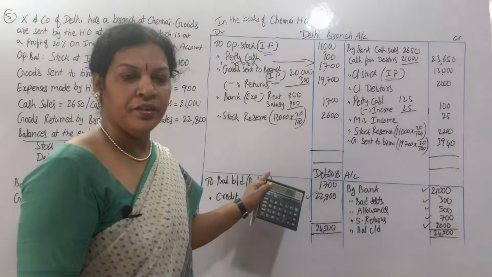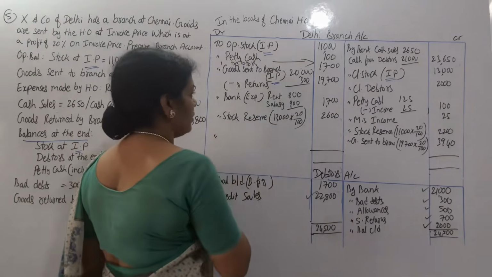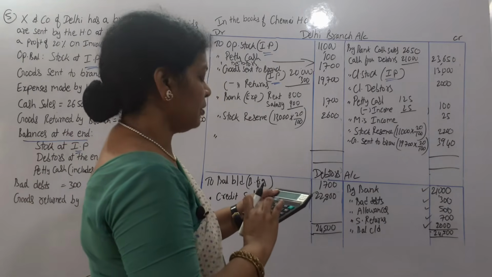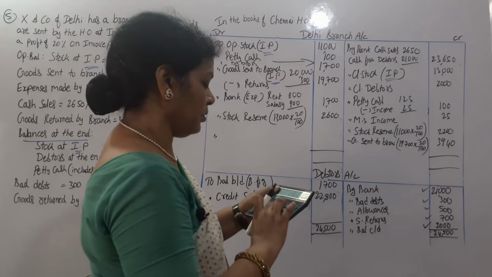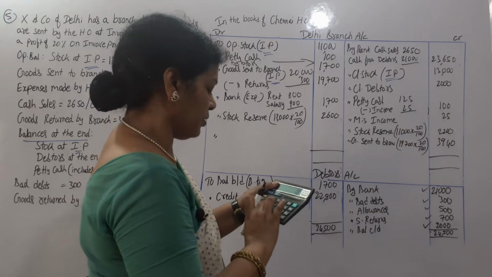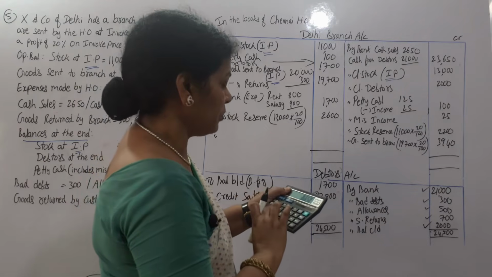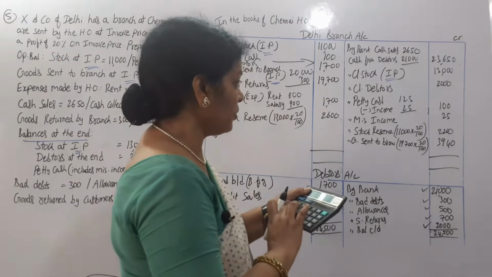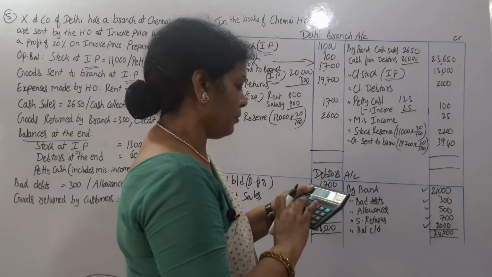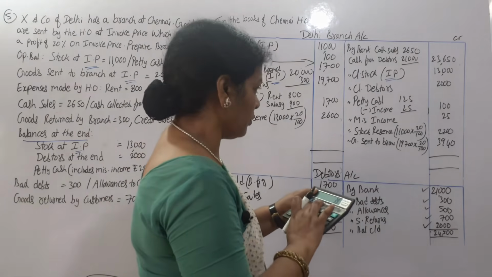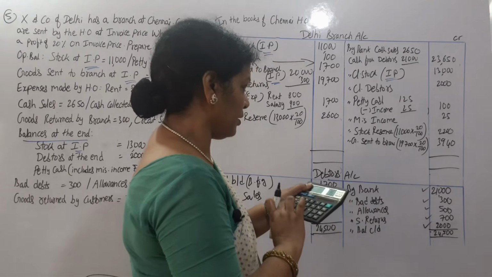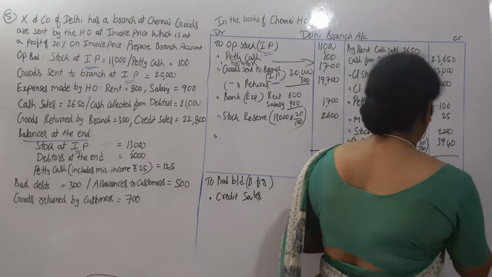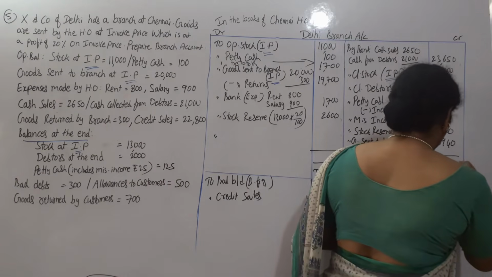So at the end, profit. So profit is here. How much is it? Let's calculate. 2,350 plus 13,000 plus 2,100 plus 25, means 2,225, plus 3,940. It is 44,915.